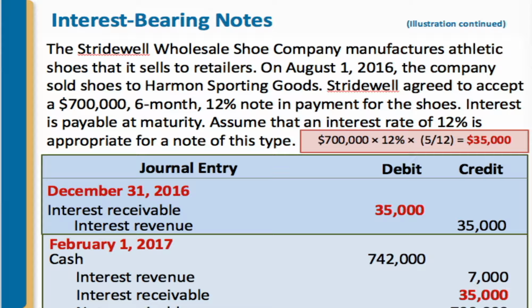To do this, we credit interest revenue earned for the 6 months of $7,000, interest receivable of $35,000 that was accrued as of December 31st, and the note receivable for its face amount of $700,000. So cash in this case is again debited for $742,000, which includes both the principal and the interest accrued and earned.